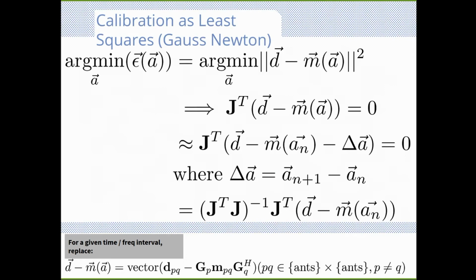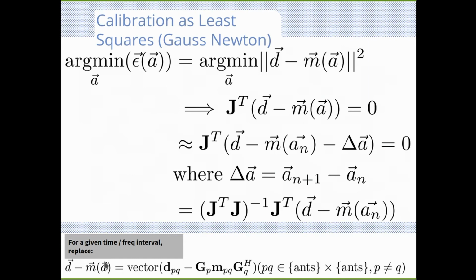All right, let's bring this general least squares discussion back to how we formulated our RIME, right? So for a given time and frequency interval in this error space, data minus model, we've chunked this up in time and frequency bins, right? Where those bin sizes are dependent on signal to noise. I'll get onto that in a bit.